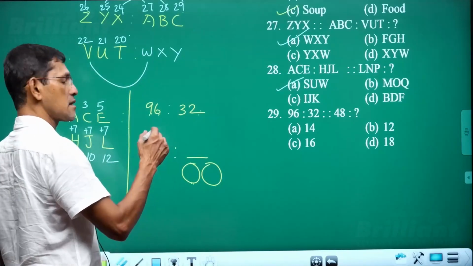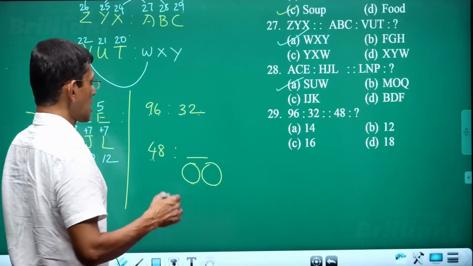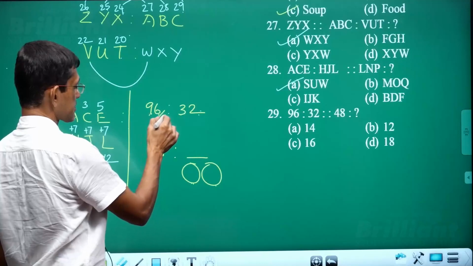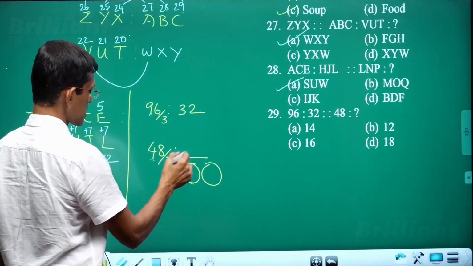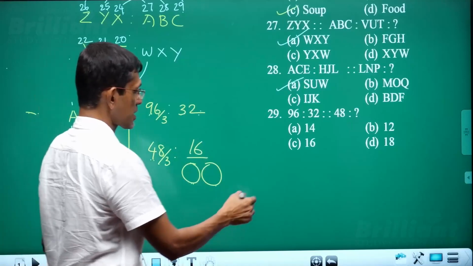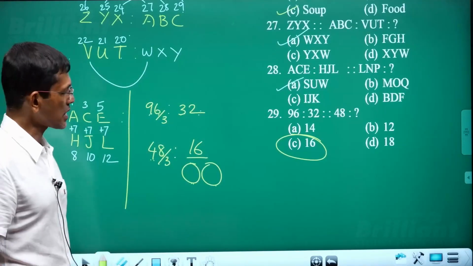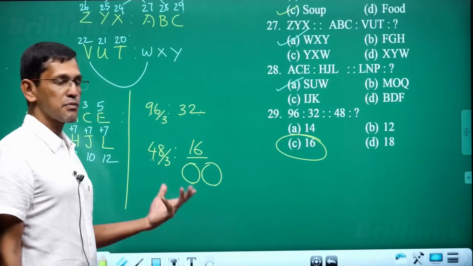Next possibility. I'm pretty sure many of you got the answer by this time. 96 and 32: 96 by 3 is 32. 48 by 3 is 16. So we have the answer right here, 16. So that is how we look at this kind of question. We have looked at different possibilities.